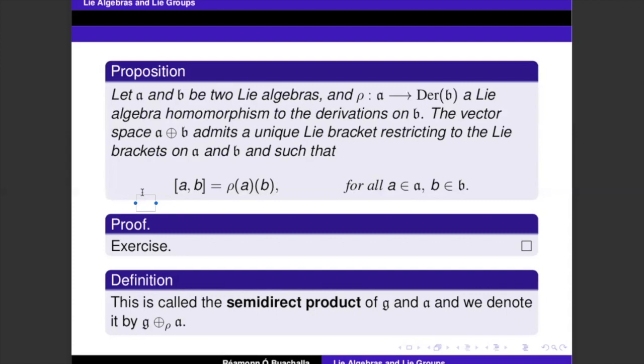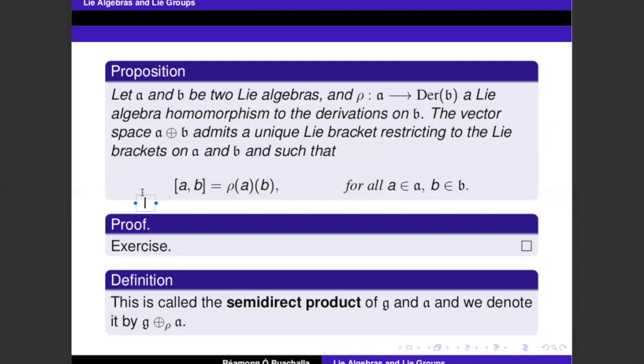Then what's underlying it? We should remember that a Lie algebra is composed of two parts, a vector space and a Lie bracket. So for the vector space, we just take the direct sum. Nothing changes there, same as for the direct sum of two Lie algebras. But the Lie bracket is different. And I'll leave this as an exercise. That's a good exercise.